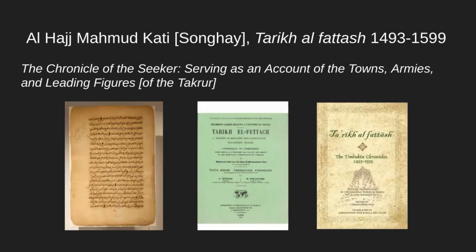One of the most important documents that we have today is the Tarikh al-Fattash, which was written by Hajj Mahmud Kati, who was Songhay. And as you can see here, the Tarikh al-Fattash recounts the history of the Songhay Dynasty of the Asiyas from 1493 to 1599. It was written not only by Kati, but also by his ancestors who compiled his notes and edited them and produced this document, the full title of which is The Chronicle of the Seeker, serving as an account of the towns, armies, and leading figures of the Takur, which is another word for this region.